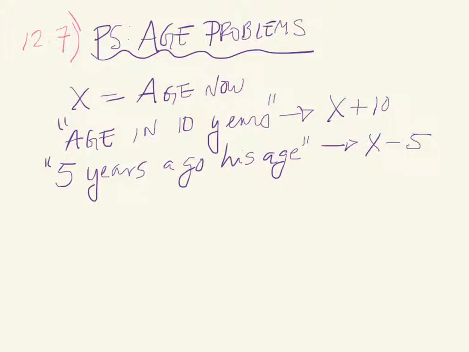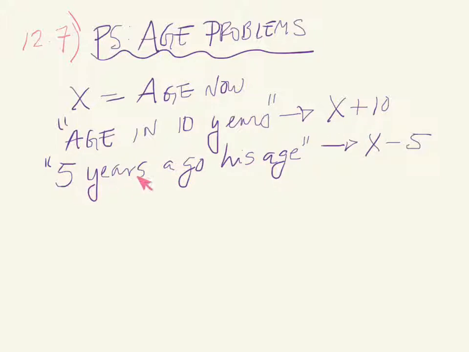So, problem solving: age problems, similar to the other day when we had the digit problems, but now we're talking about age. Things you need to know: when it talks about age and we use a variable x, it's going to eventually talk about the future, like their age in 10 years. Well, now you have to say, in 10 years I'm going to be 10 years older. I'm going to have to add 10 to my age.